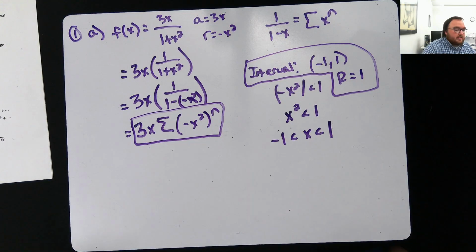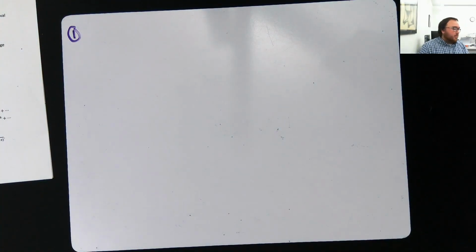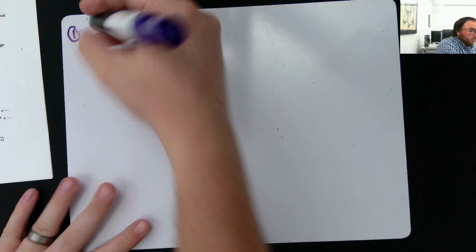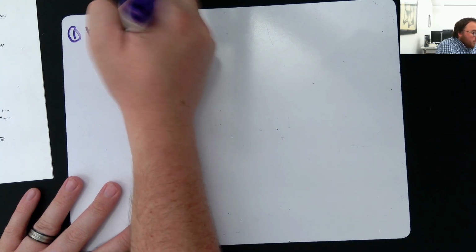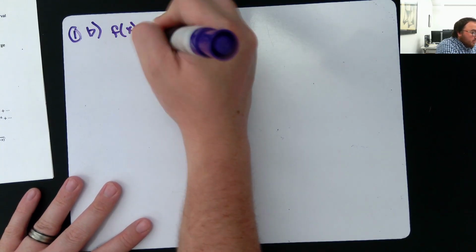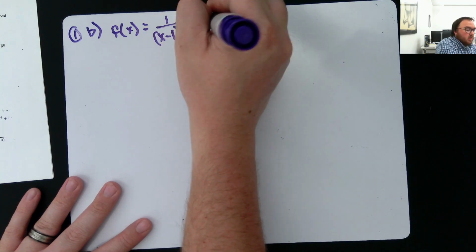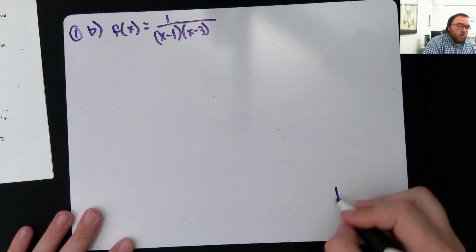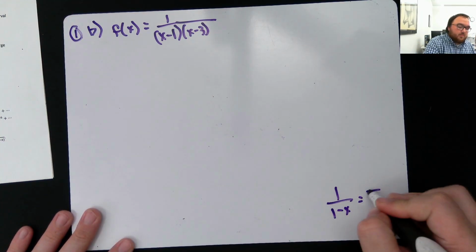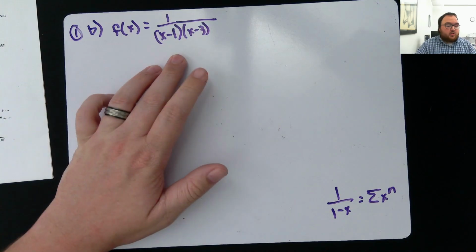And B is going to work the same way. We're just going to have to think about it a little harder, but still the same thing. F of x equals 1 over x minus 1 times x minus 3. And again, what I want to use is what I know about 1 over 1 minus x. That's what I want to use. So what I want to do is make this look like this.